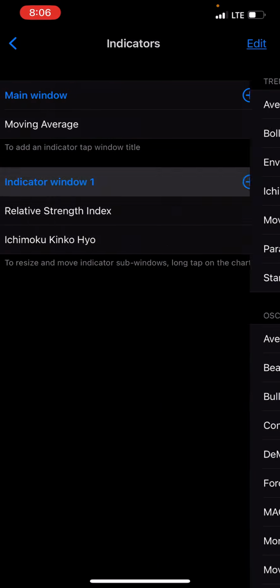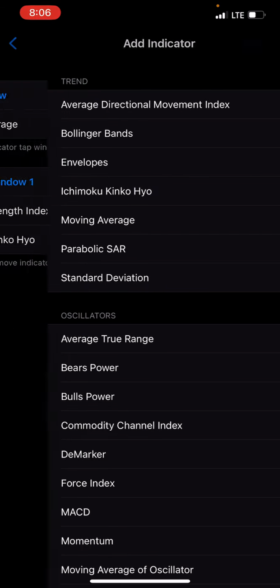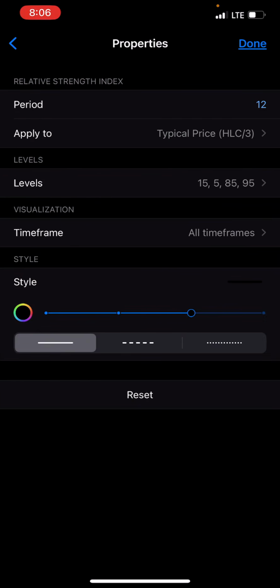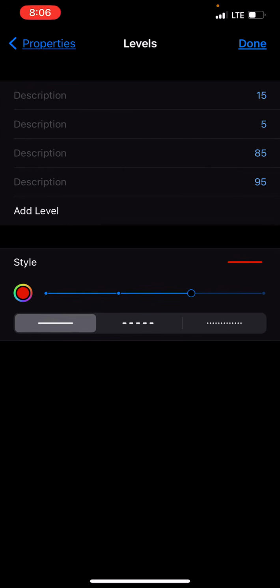So what you have to do is just click and bring in the first indicator to create the indicator window, which will be the RSI, relative strength index. You click on it and it will automatically create the indicator window. The period is 12 applied to typical price. The levels here are 15, 5, 85, and 95. You can see I'm using red. You can use red, that's fine.